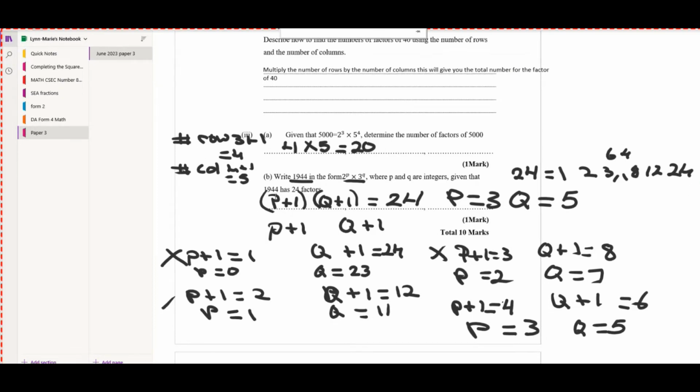And why I put my factors of 24 is, remember, do we understand it is P plus 1 by Q plus 1 is equals to 24? We understand that? So once you understand that part, you write out your factors of 24. So what multiplied by what would give you 24? We know it's 1 by 24. So P is 0 and Q is 23. We see that if you put it into this formula here, when P is 0 and Q is 23, you're not getting this answer here. You do it for the rest until you get 1,944. This is a lot. Let's do number 2.